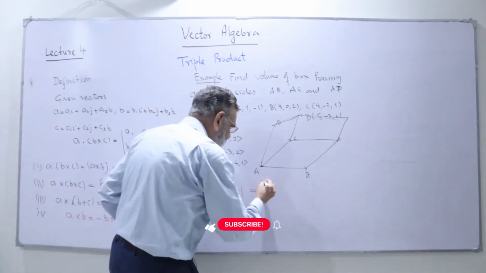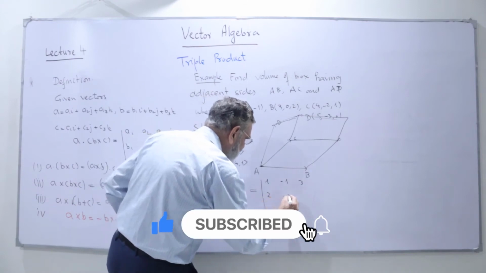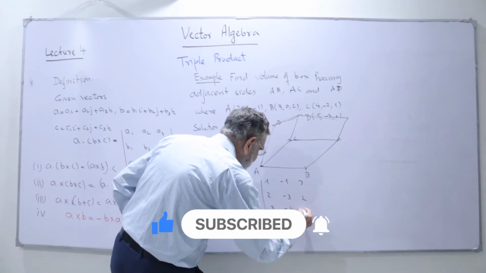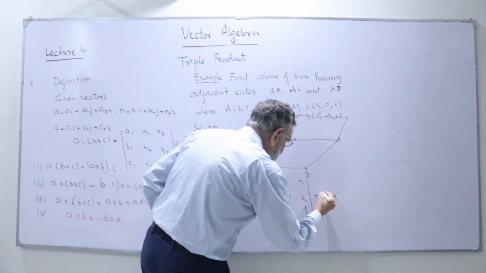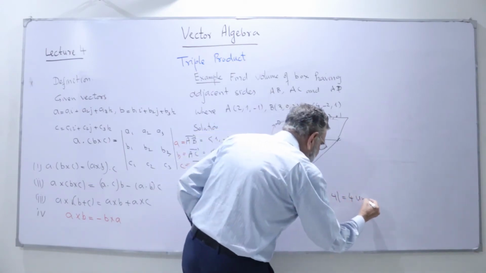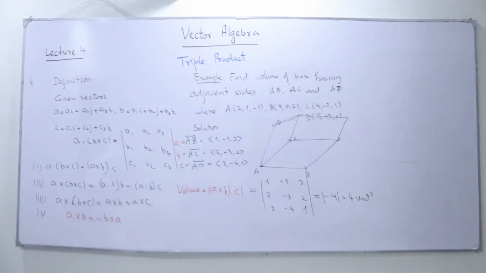Components of A are 1, -1, and 3. Components of B are 2, -3, and 2. And components of C are 3, -4, and 1. We solve this determinant, and the value of this determinant is -4. We take the absolute value, and this here is 4 units cubed. So this is the result which I get here.